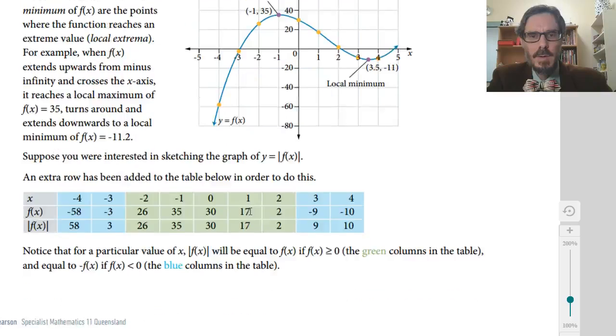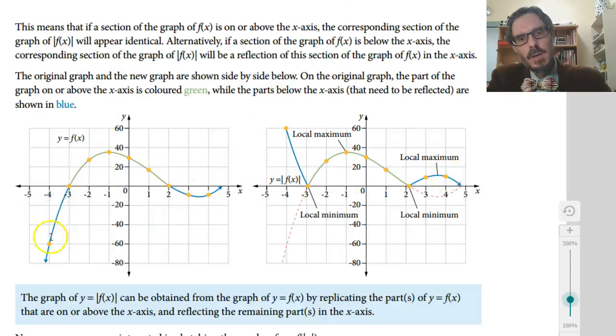Let me find it for you. Okay, here it is. So where the old function went below, we're going to go above. And we have a new local minimum where we used to have an x-intercept. I mean, we actually still do have an x-intercept there, but now it's a minimum. This part of the graph that went underneath is now above the axis. And where we used to have a minimum, we've actually now got a local maximum.